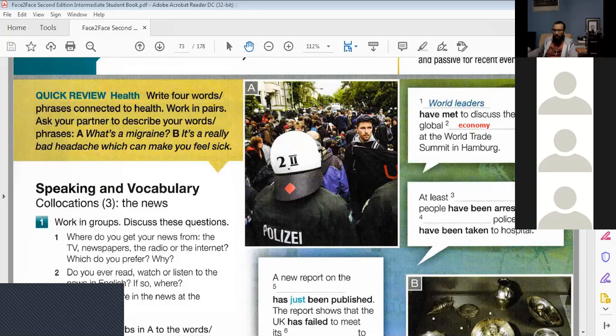So let's continue. EU finance ministers have asked for more help from the World Bank for countries that are having problems paying off their debts. Outside the conference hall, thousands of people have taken part in a demonstration to protest against the World Bank's economic policies. The demonstration began peacefully but soon turned violent as protesters tried to enter the conference hall and were stopped by police. At least 40 people have been arrested and 6 police officers have been taken to hospital.